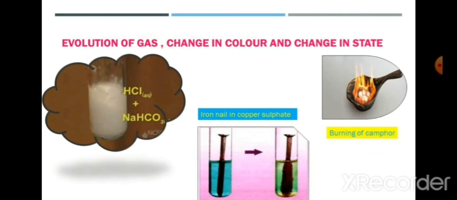For example, when you burn a piece of camphor, smoke comes out as a result of chemical reaction between solid camphor and oxygen. Here, what has happened? The solid state of camphor is changed into gaseous state.